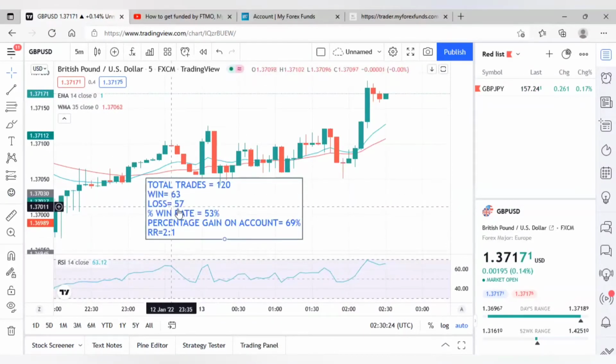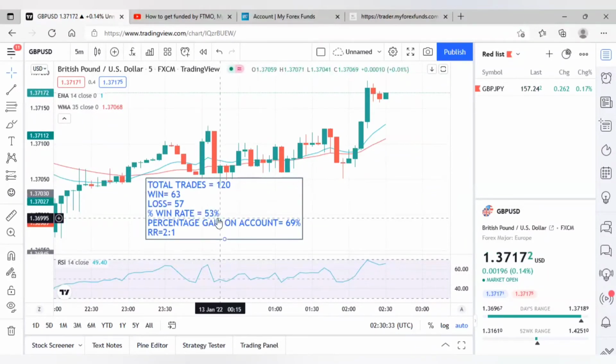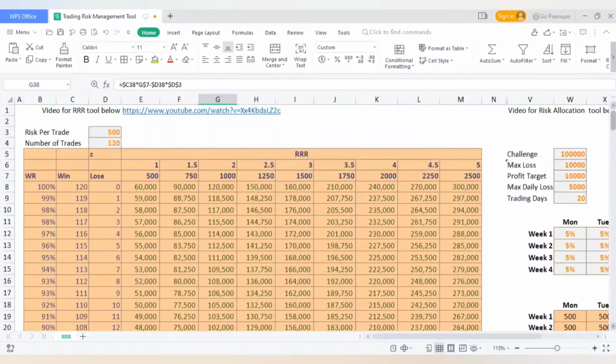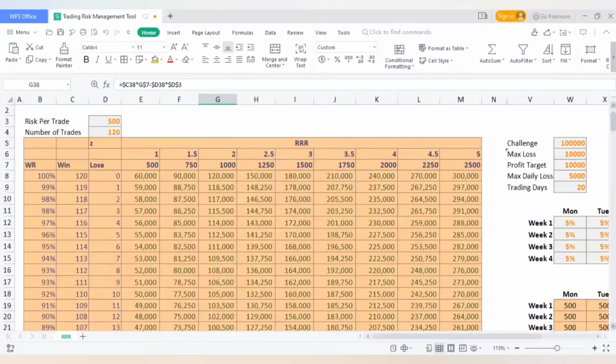We won 63, we lost 57. The win rate based on this sample size is 53%, and that's really great with this kind of risk reward. So the percentage gain on the account, if you were risking 1% to gain 2%, at the end of these 120 trades you would have had 89% of your account. Let me quickly show you something: my risk calculator. I have this spreadsheet that I use for my risk. I also got it from someone here on YouTube.